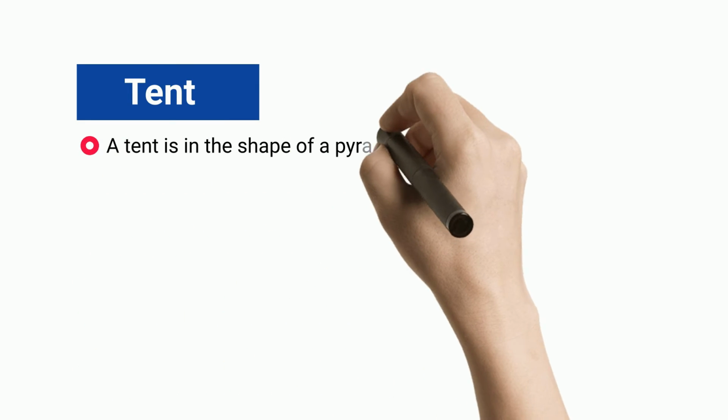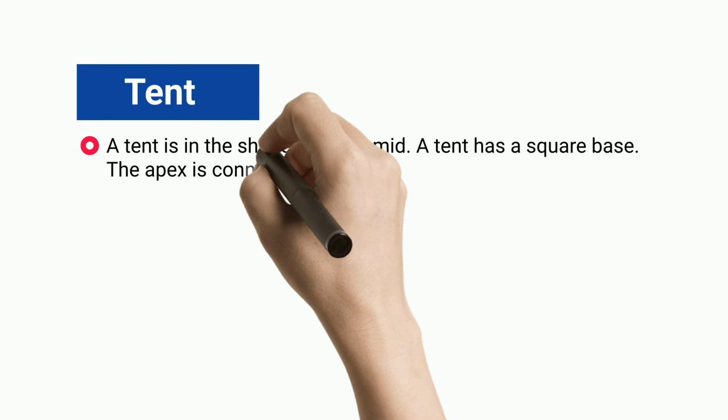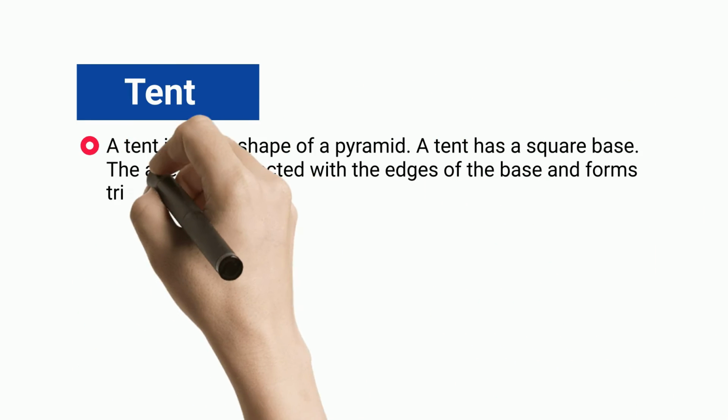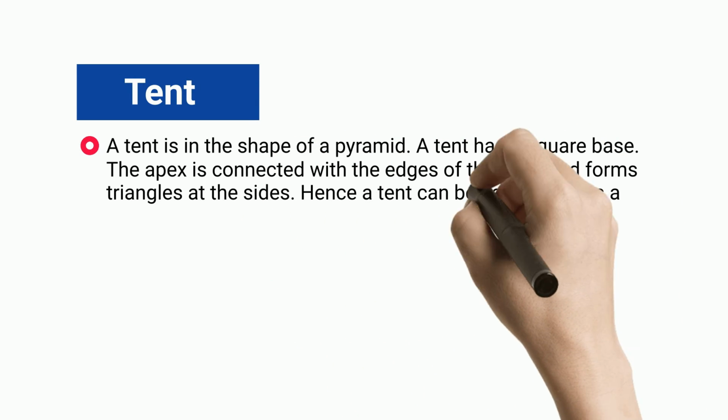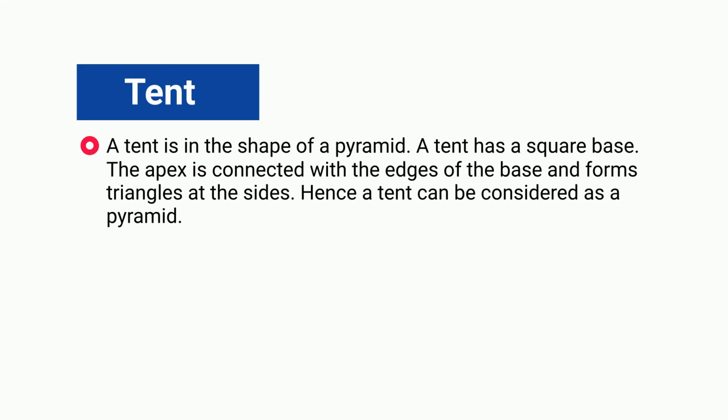Tent. A tent is in the shape of a pyramid. A tent has a square base. The apex is connected with the edges of the base and forms triangles at the sides. Hence a tent can be considered as a pyramid.